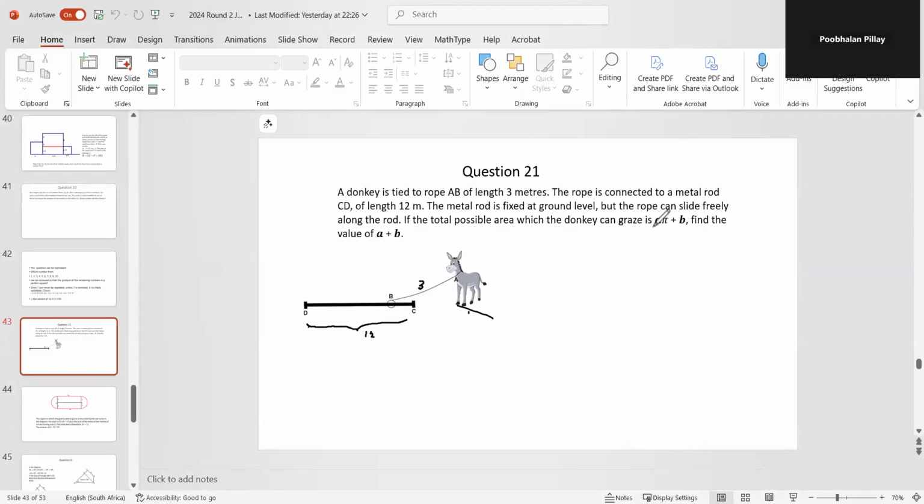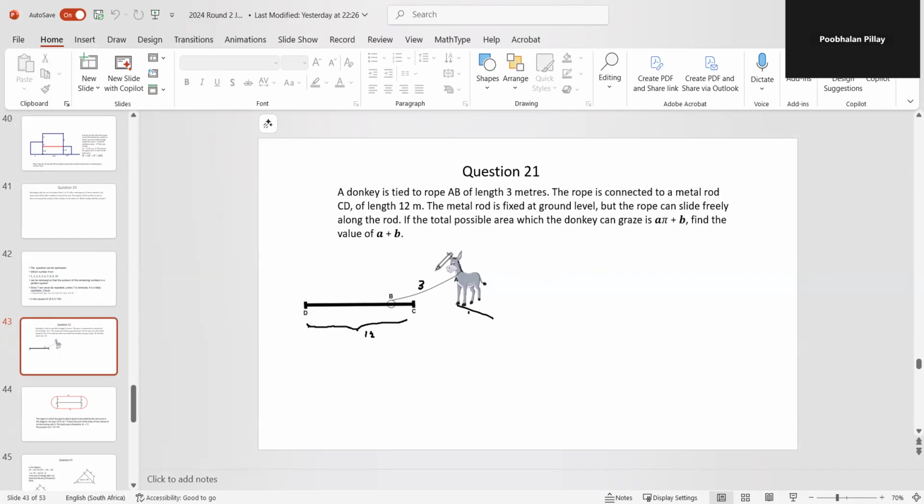But the rope can slide freely along the rod. So you can see a little kind of a ring here. So the rope can move along this rod. If the total possible area which the donkey can graze is A pi plus B, find the value of A plus B. So you need to calculate the total area in which the donkey can graze.